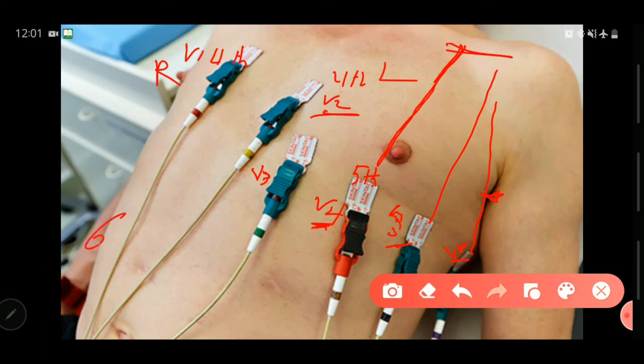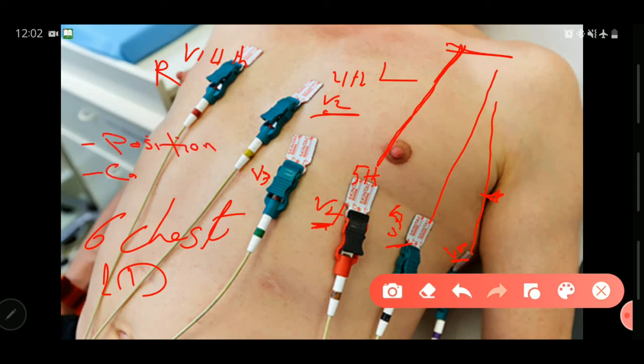So those are the 6 chest leads. The position of all of them is so important. We said that the position is so important for the chest leads, and also the colors. You have to keep the colors. Okay, so those are the 6 chest leads.